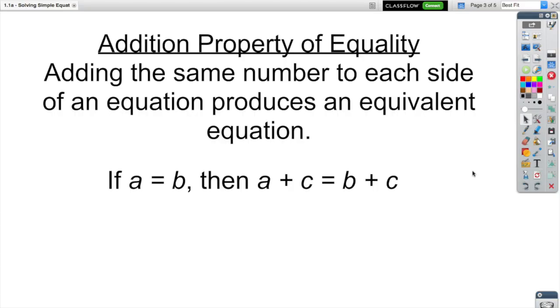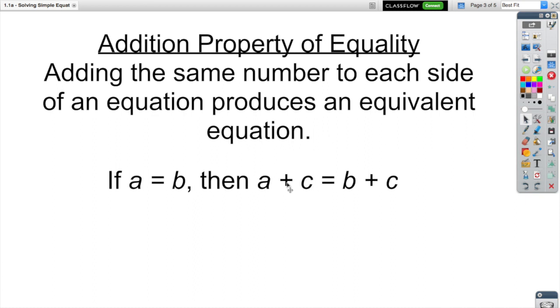Okay, so we've just finished up with our balance scales, and now we want to formalize this so we understand some of the rules that we're actually applying here. In our balance scale scenario, we're looking at keeping things balanced. What we were really using was the addition property of equality. It says that adding the same number to each side of an equation produces an equivalent equation. Let's say our equation is a equals b, one side of the balance scale and the other, and they're balanced.